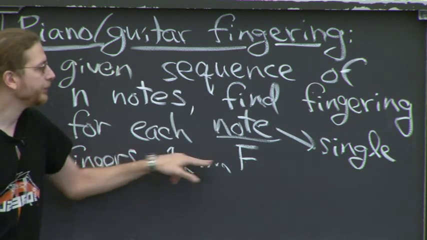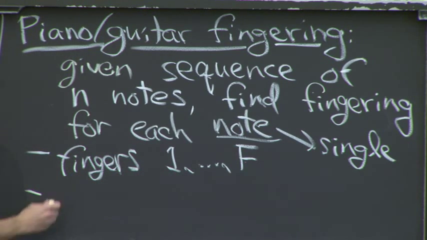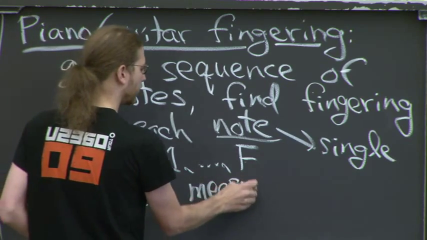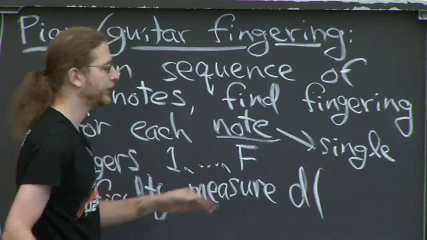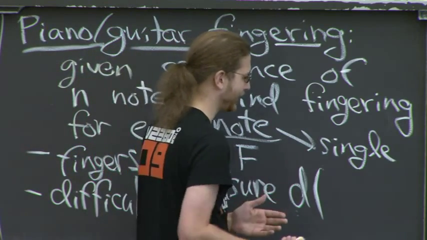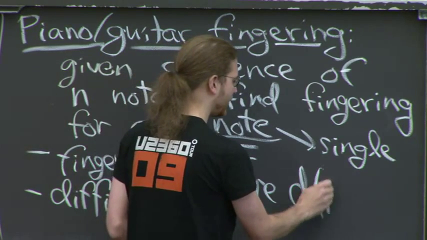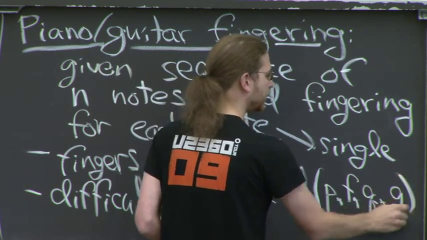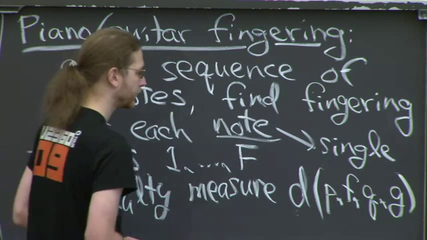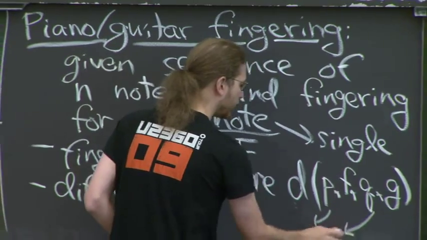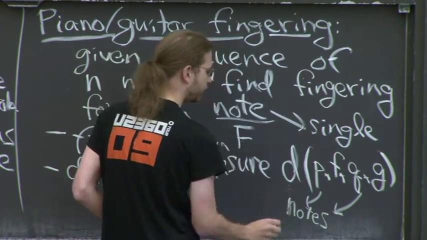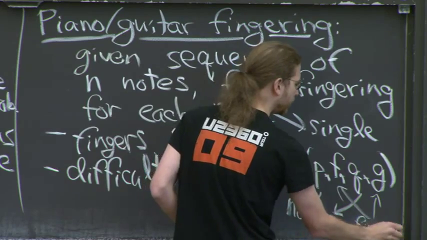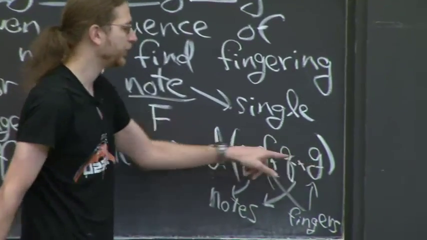You want to assign one of these fingers to each note, and then you have a difficulty measure, D, and this you need to think about for a while, musically or anatomically, how to define. If we have some note P and we're on finger F and we want to transition to note Q using finger G, how hard is that? P and Q are notes to play, I guess P stands for pitch, and F and G are fingers. So this is how hard it is to transition from F on P to G on Q.